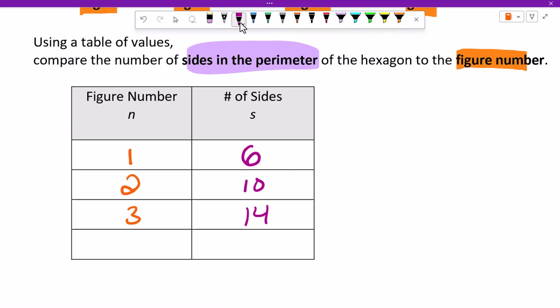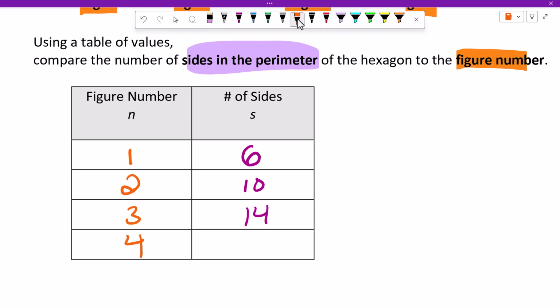Now, I really don't want to draw out the 4th diagram. You can if you want. But this whole class is about learning patterns. Right? So, look at this table. Without drawing the next one, can you tell me how many sides the 4th figure will have? Yes.